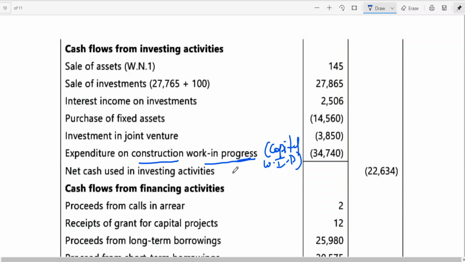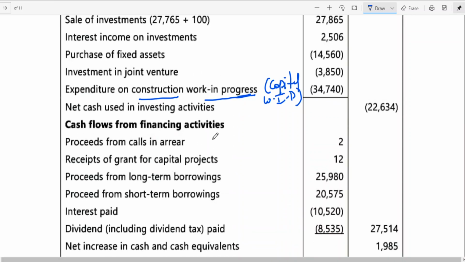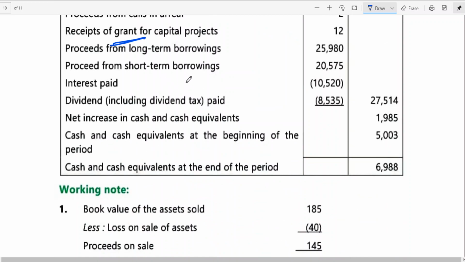So net cash used in investing activities. Cash flow from financing activities: proceeds from calls in arrears. Calls in arrears due has been received is nothing but share capital increases. So therefore financing activity. Receipt of grant for capital projects. Grant is nothing but capital receipt. Source for buying some construction activities, you need money, no funds. This is called financing activity. Proceeds from long-term borrowings, financing activity. Proceeds from short-term borrowings, also financing activity.